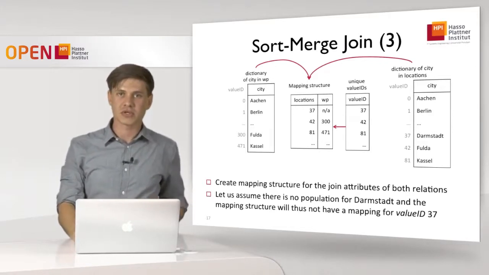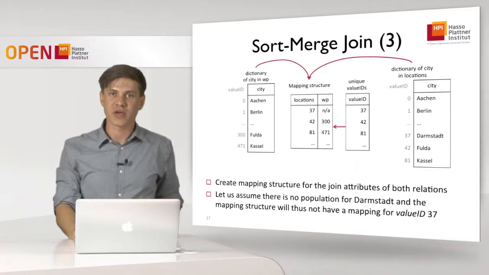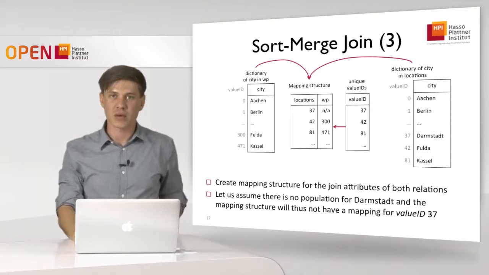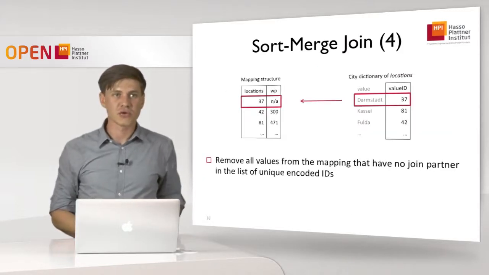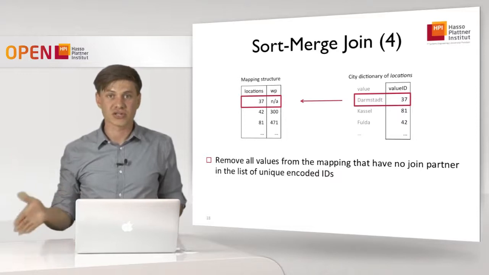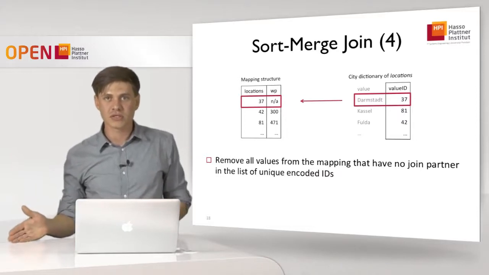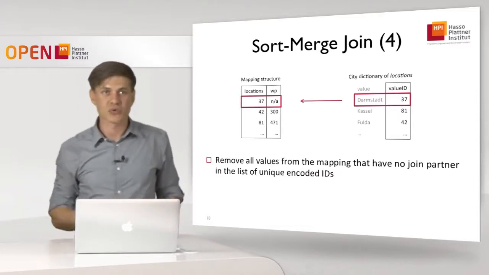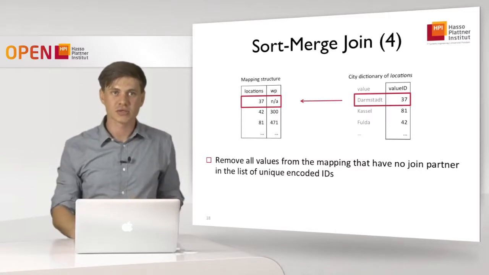In our example, we will deal with the problem that there is no matching tuple for Darmstadt, which has the value ID of 37. As you can see here, we couldn't find in the mapping structure a matching value for Darmstadt in the other table. So we just put in not available in the table.